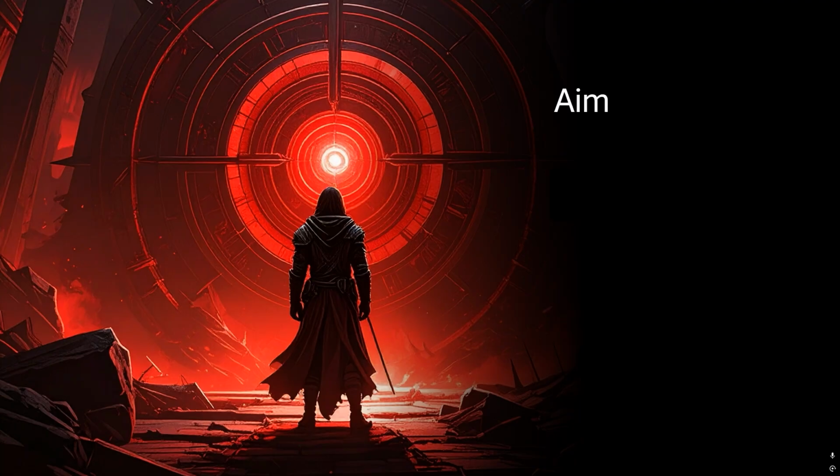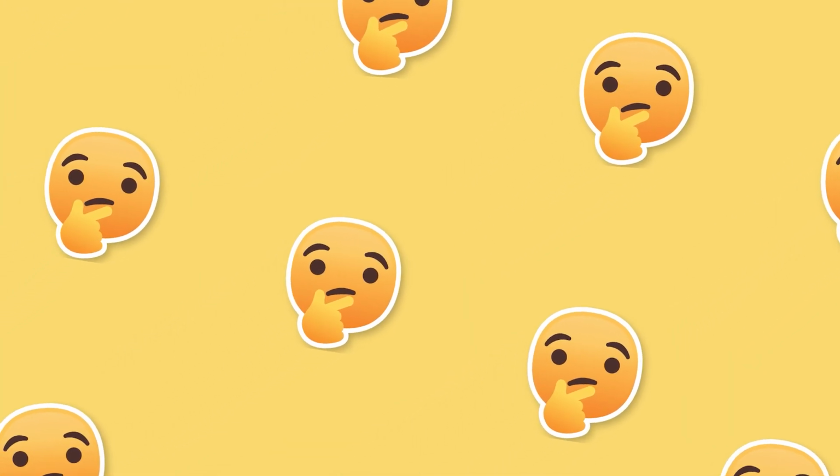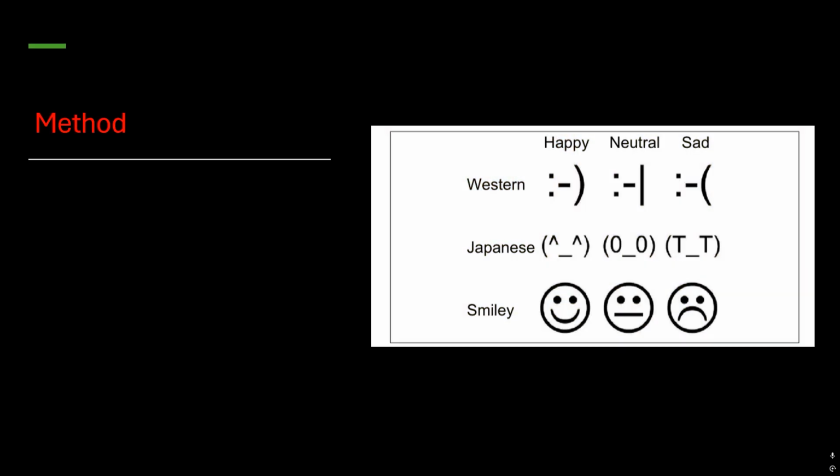So what's the aim of this study? Well, the aim was to investigate cultural differences in how people interpret emotions from emoticons. Nowadays we have emojis, but emoticons. So the method: participants from Japan and the USA were shown emoticons where either the eyes or the mouth changed, for example, happy eyes with a neutral mouth or vice versa. They rated how happy or sad the faces looked, and we can see these examples on screen now.